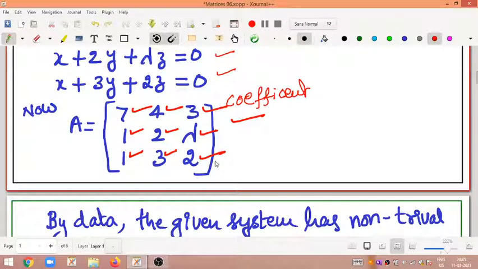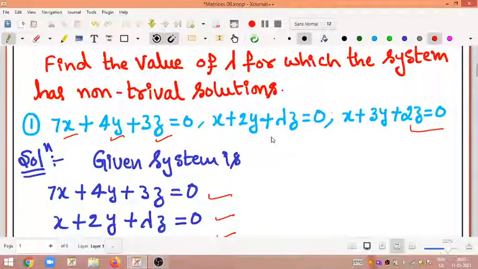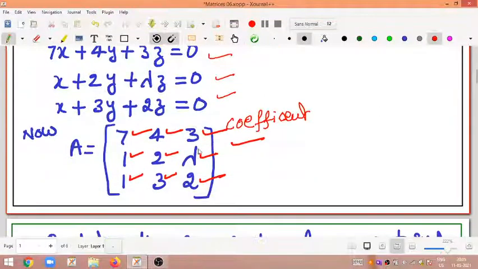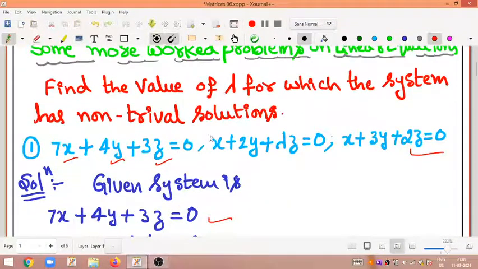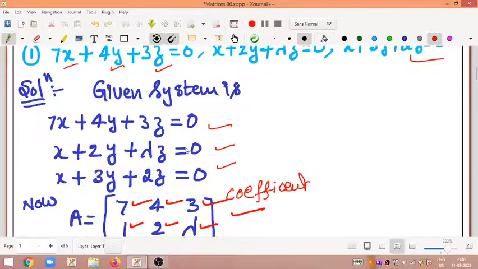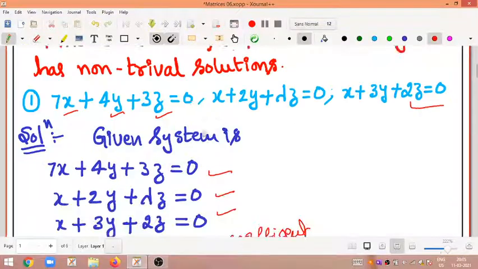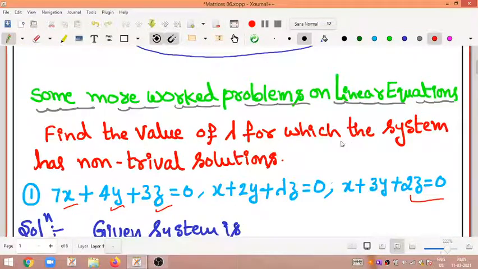Now we want to find whether it is a trivial solution or non-trivial solution. For this purpose, we want to find the rank of this matrix. But before that, what do we want to find? Here, the lambda value we want to find. The system is given to have a non-trivial solution, so you have to find lambda.